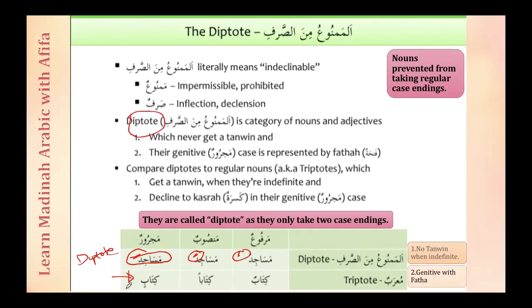Maybe think of it like they are stubborn. Diptote, they are kind of stubborn. And just to make it fun for you to remember, diptote are stubborn. They are not going to take a kasra at the end. They are going to remain with the fatha at the end, okay? Kitabin is not stubborn. It bended, right? Kitabin bended. But masajida is stubborn. It's a diptote. So it's going to remain with a fatha, even though it should have had a kasra in this case. The majroor case, it remained with a fatha.